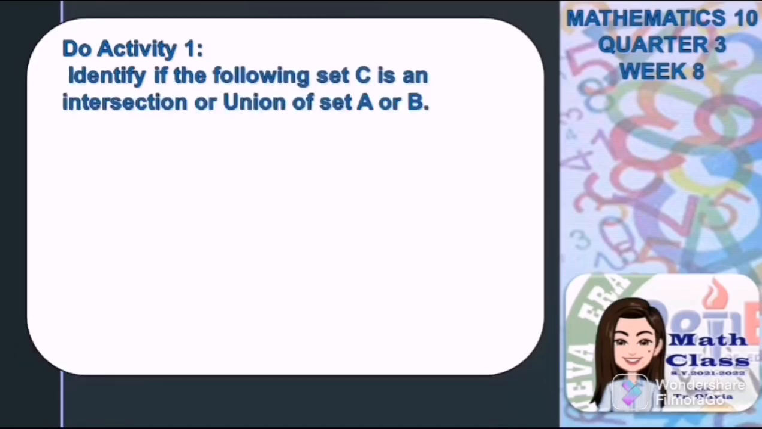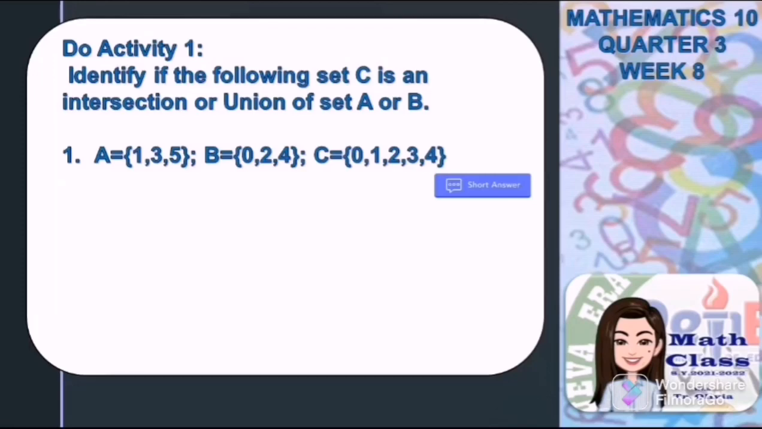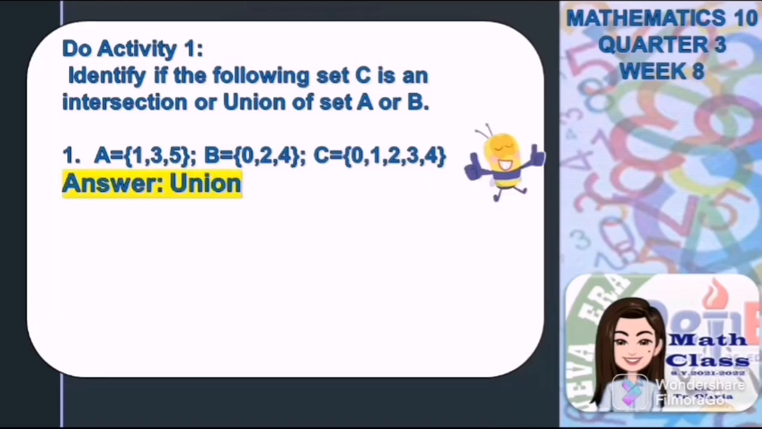Now, to start our lesson, let's do activity 1. Identify if the following set C is an intersection or union of set A and set B. Number 1. Set A contains 1, 3, 5, B contains 0, 2, 4, and C contains 0, 1, 2, 3, 4. Very good. The answer is union. Set C contains all the elements that are present in set A and set B.